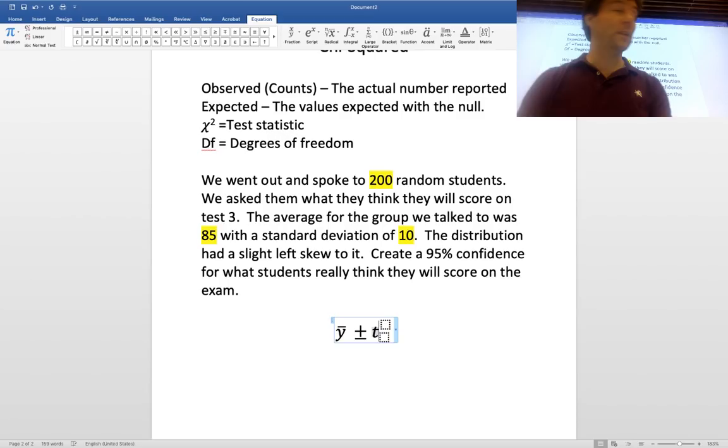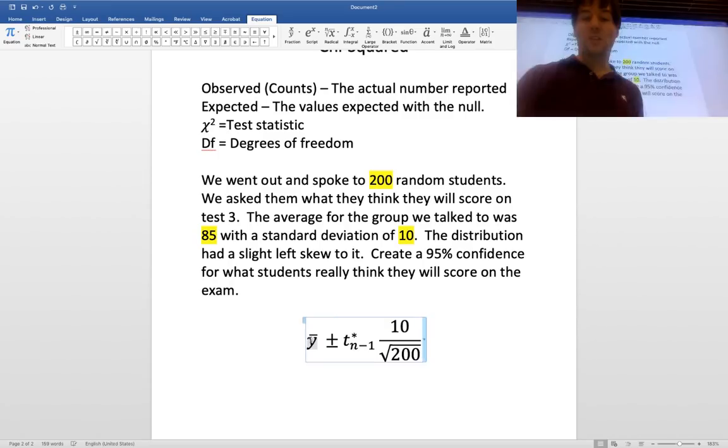know the sample size. That's 200. You also know the standard deviation. The standard deviation is 10. You also know the sample mean. The sample mean is 85. I want to take away that bar. There we go. 85, we're good.